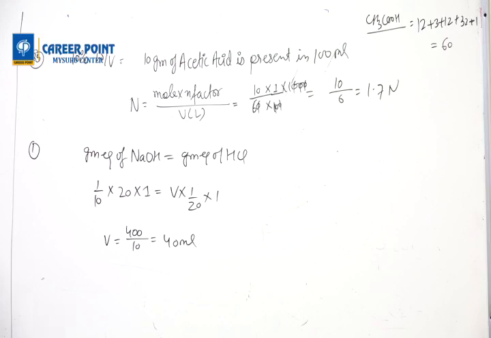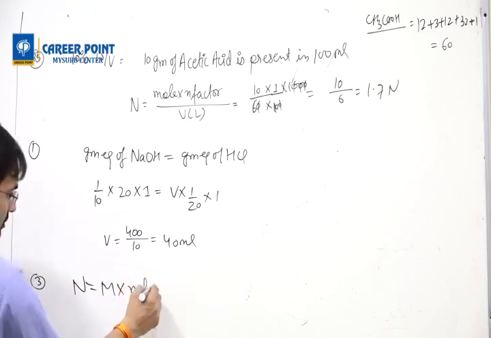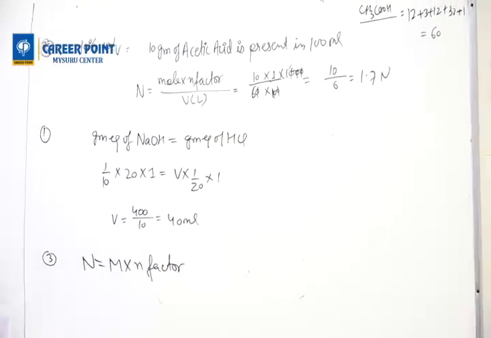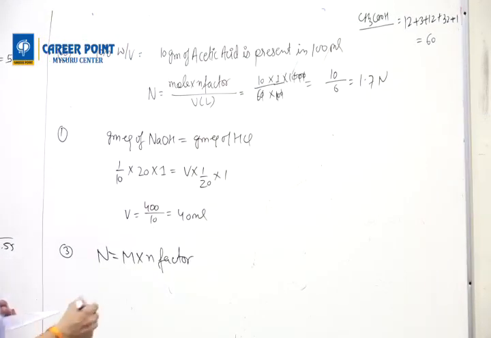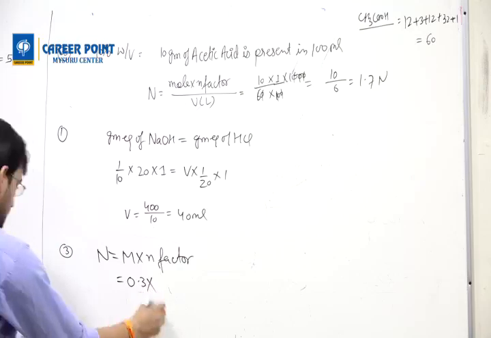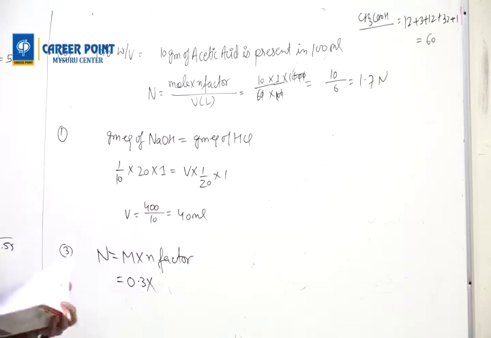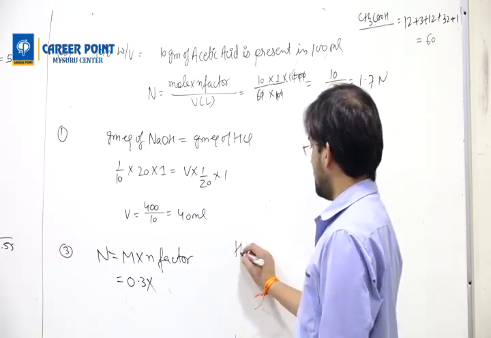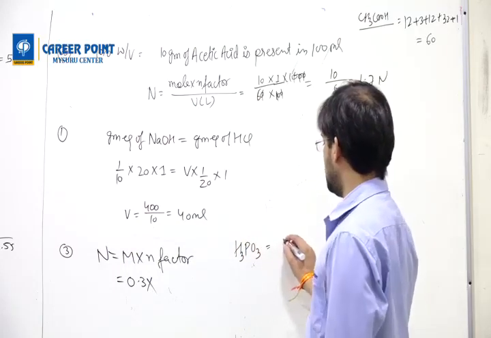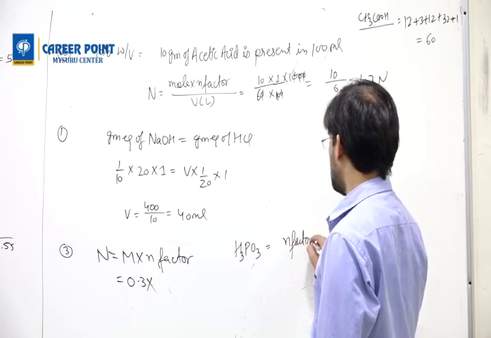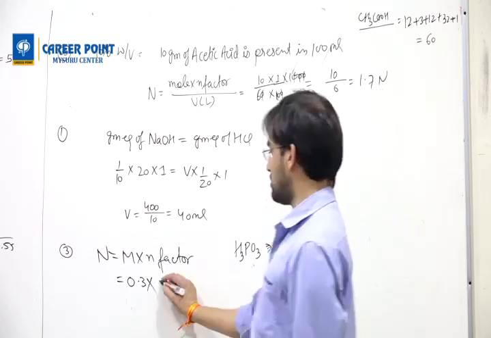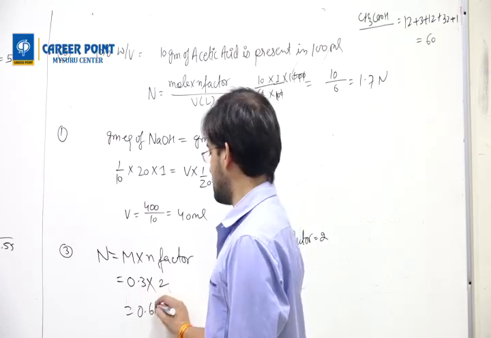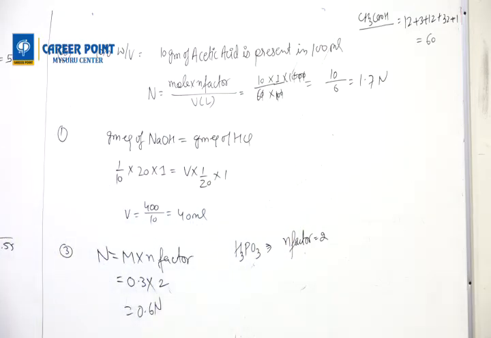Then question number 3. The normality of 0.3. So normality equals molarity into n factor. Molarity is 0.3. Now phosphorus acid, H3PO3. The n factor of H3PO3 is 2. So 0.6 normal. This is question number 3.